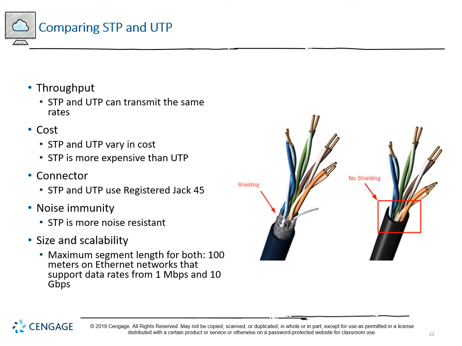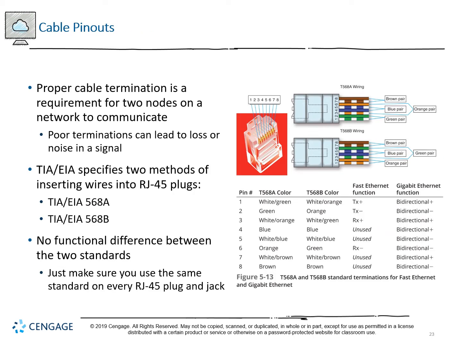So if you're ever running cable and you need to run something really long, make sure that the total length is not more than 100 meters going from the regenerator at the data closet, if it's a router or switch, going to your device. Proper cable termination is a requirement for two nodes on a network to communicate. If you terminate poorly, this can lead to loss of signal, or it can lead to noise in the signal, which is almost as bad, because losing signal is one thing. You can say, okay, let's just switch the cable. But if you've got a poor signal, it just means that it's constantly going to have errors and run slowly.